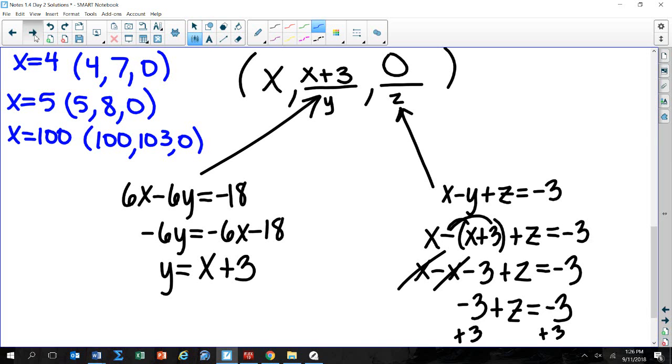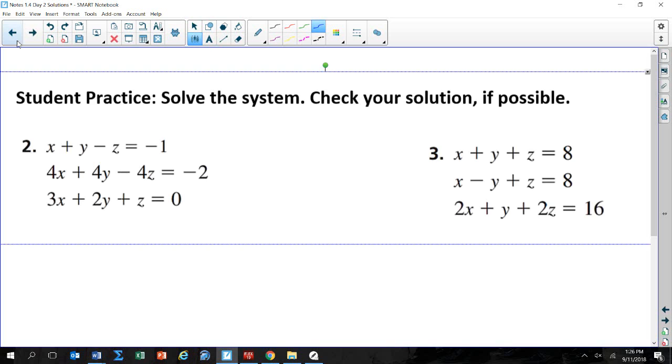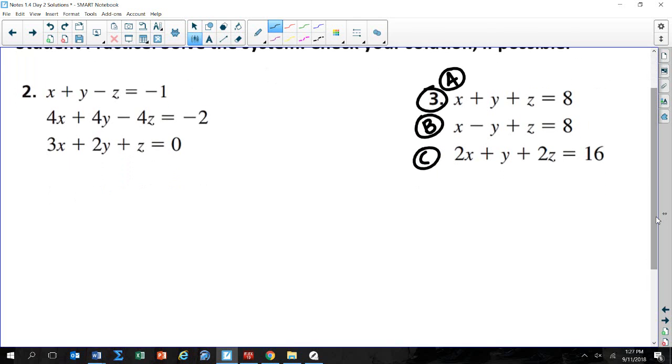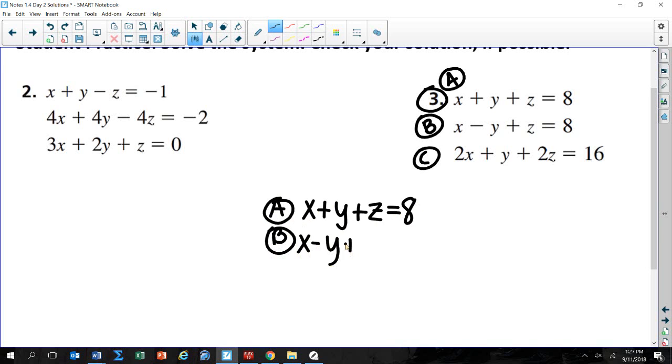Let's try one more of these infinitely many. So I know that this second one here is going to give me infinitely many. So let's go ahead and do that. We have A, B, and C. I'm going to go ahead and eliminate y. It looks easiest to me to eliminate. So let's see. I'm going to do A and B together. So I have x plus y plus z equals 8, and I have x minus y plus z equals 8. We eliminate y. That's what I chose.